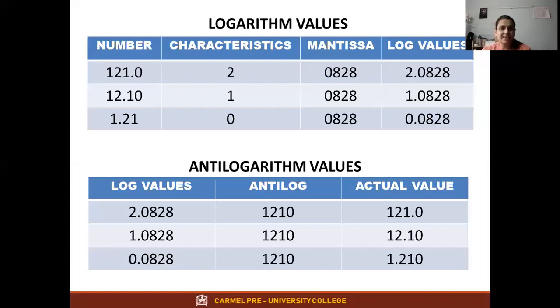Whereas in the logarithm value in the first table above, you subtracted 1. When there were 3 digits, you subtracted 1 and wrote 2. Now opposite, in anti-log you have to add 1. So for 2.0828, 2 plus 1 is 3, so after 3 digits, put the point. For 1.0828, 1 plus 1 is 2, so after 2 digits, put the point. For 0.0828, 0 plus 1, so after 1 digit, put the point. So this is the actual value.